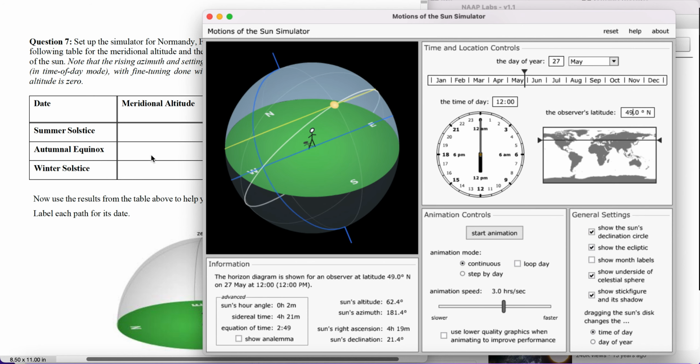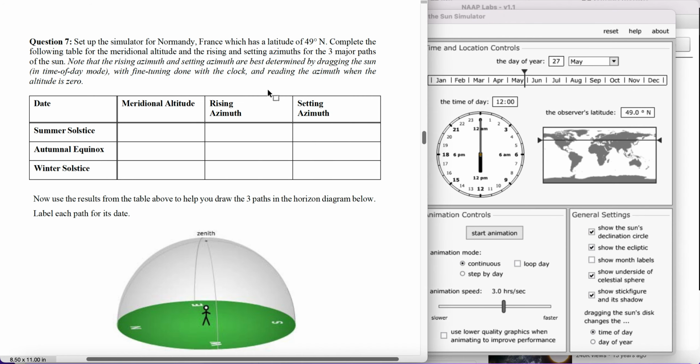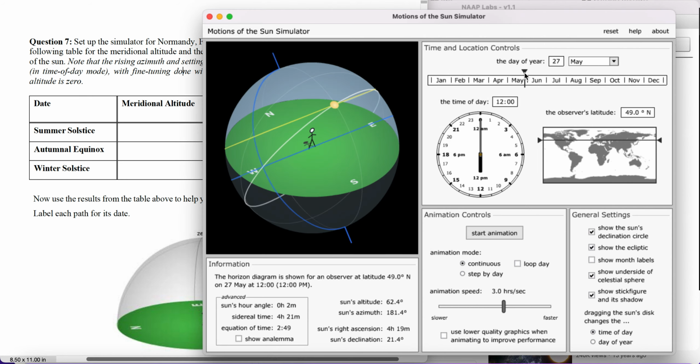If you type in 49 degrees north exactly, there are going to be some questions about some key dates: the summer solstice, the autumnal equinox, and the winter solstice. You can look up these dates, but in general, the equinoxes are always exactly on the 21st. So March 21st is exactly the vernal equinox, and likewise September 21st is exactly the autumnal equinox.